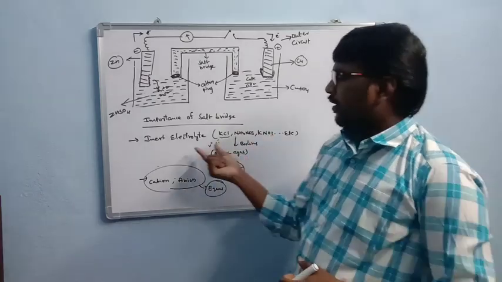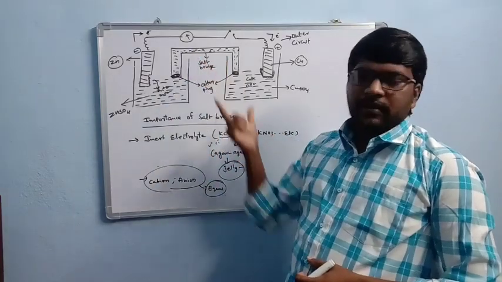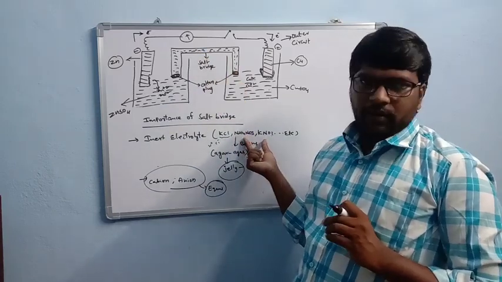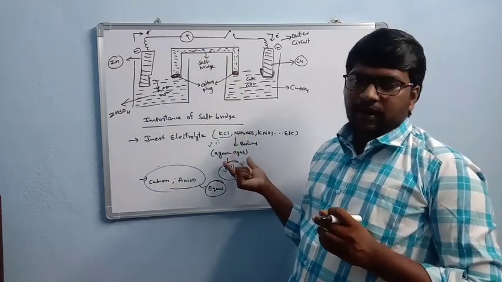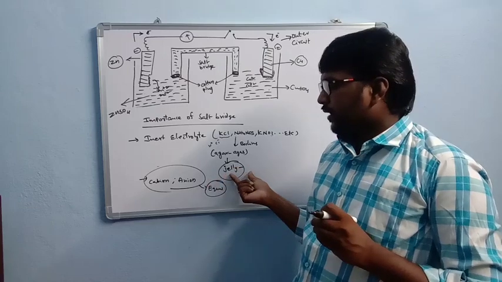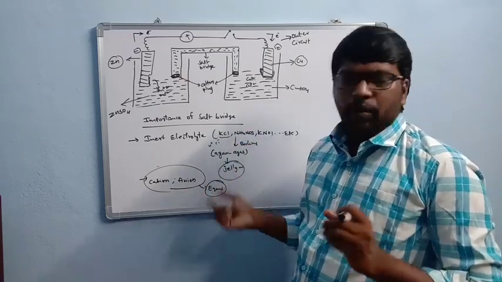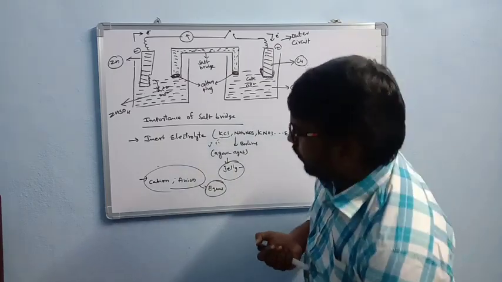So that is the electrolyte present in the salt bridge. Here one inert electrolyte is present in the salt bridge. We take an active electrolyte, and when it is boiled with an agar-like substance, we get a jelly-like substance. And here we take an electrolyte which has equal ionic mobility. That is about the inert electrolyte.